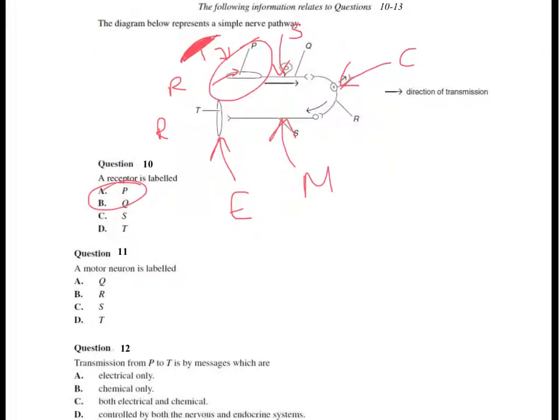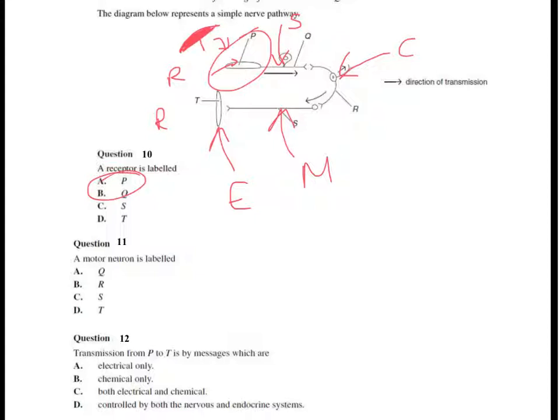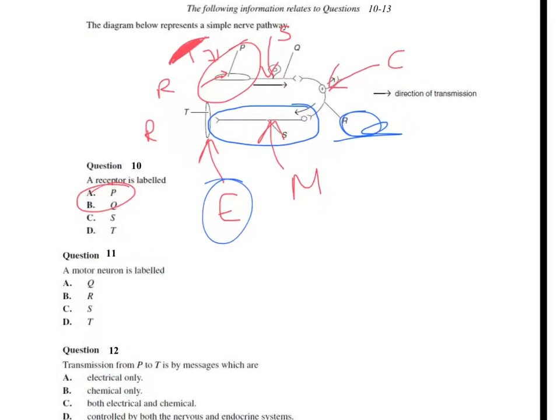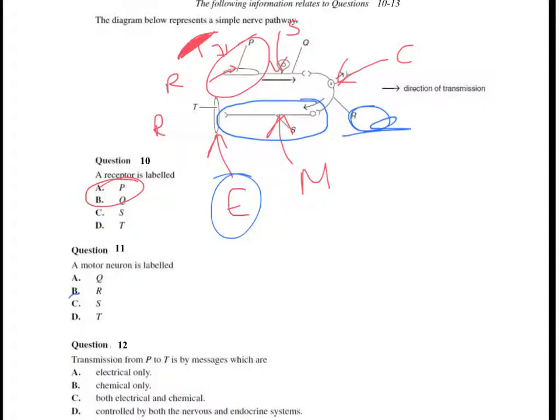Moving down, a motor neuron. So the motor neuron, remember, goes from the central nervous system, so from here, to the effector, which is here. So this one here must be the motor neuron. So that is, in this case, labelled C. Okay.